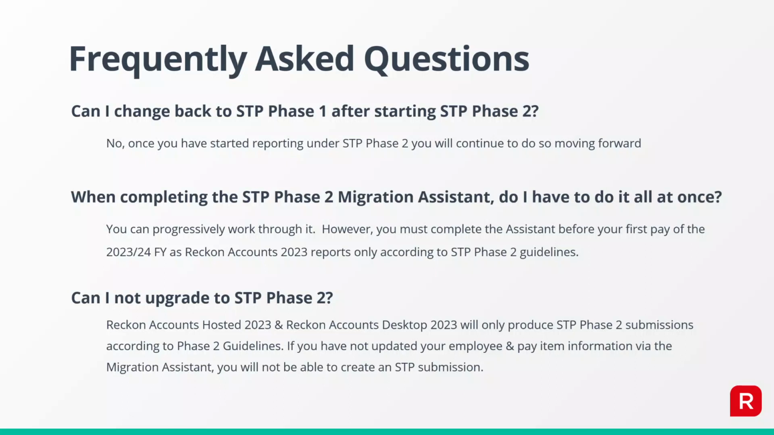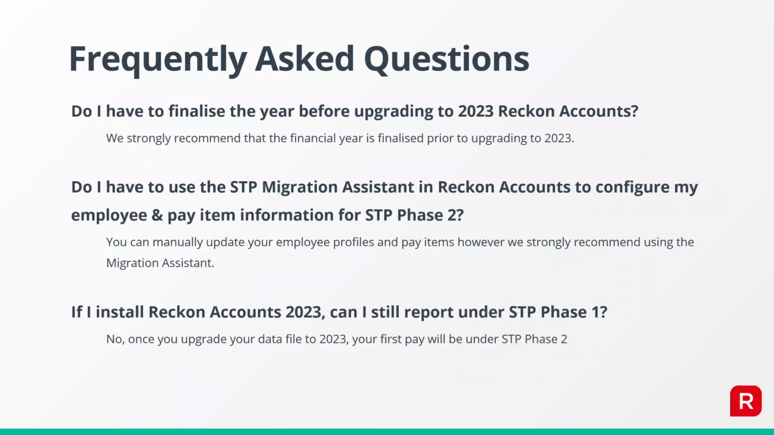Can I choose not to upgrade to STP Phase 2? Reckon Accounts Hosted 2023 and Desktop 2023 will only produce STP Phase 2 submissions. So if you haven't completed your employee and pay item information via the Migration Assistant, you won't be able to create an STP submission. So we highly recommend that you go through the Migration Assistant as your first thing after upgrading to the 2023 version. Do I have to finalize the year before upgrading to Reckon Accounts 2023? Our recommendation is that you finalize the year in 2022 and then upgrade to 2023 and go through the Migration Assistant to update your information for STP Phase 2.